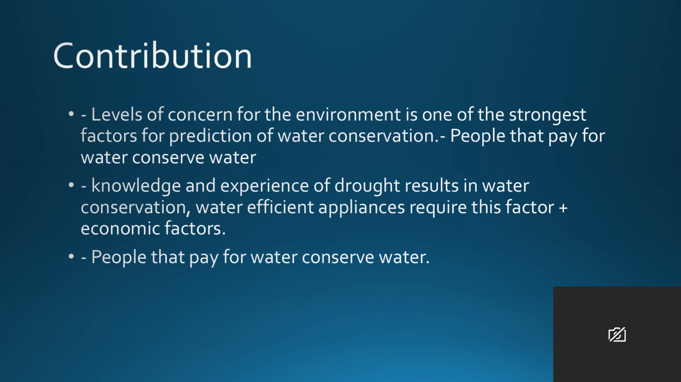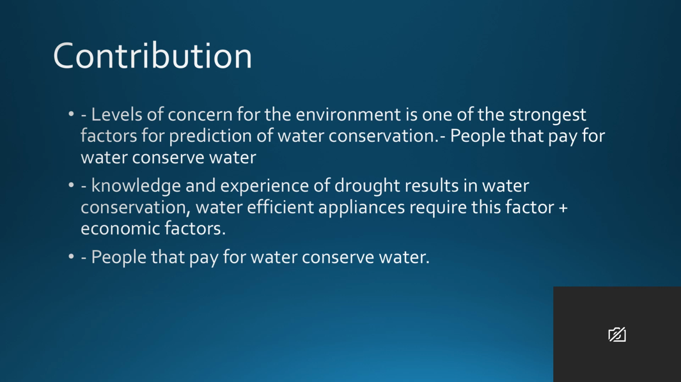So poor people, no matter how much they care, can't get these better appliances. So it's not necessarily that poor people don't care about the environment and don't want to conserve water. This paper found that they equally do it. They just can't do the higher end methods to stop it. And then basically, people that pay for water conserve water, as I said earlier. It's related to the environment, but it's kind of not, so I made its own point.